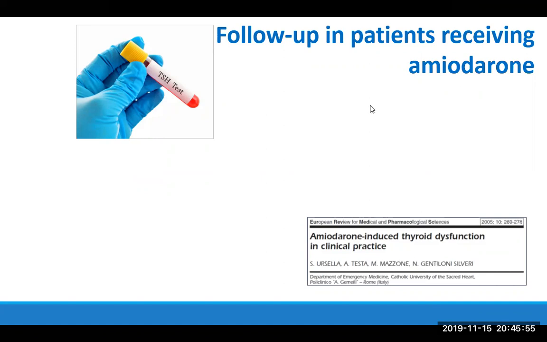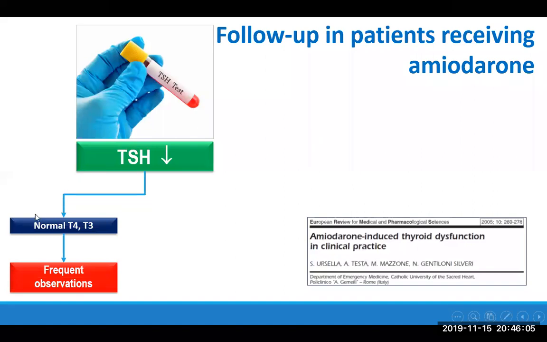Okay. How to follow a patient receiving amiodarone? The next one, if TSH is low. This is a challenging dilemma actually, but if T3 and T4 are normal, this is subclinical hyperthyroidism, just frequent observation. In subclinical hyperthyroidism, in a patient receiving amiodarone, no need for treatment except in a very limited scenario: if the patient is elderly, a cardiac patient with ischemic heart disease, osteoporosis, and so on, as we mentioned previously in the treatment of subclinical hyperthyroidism.